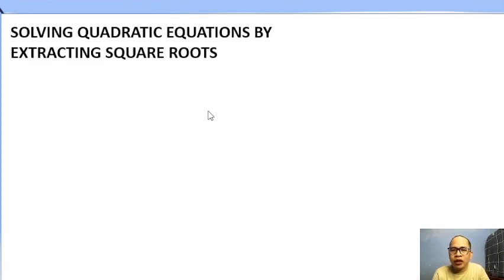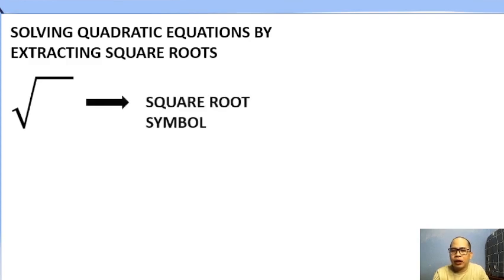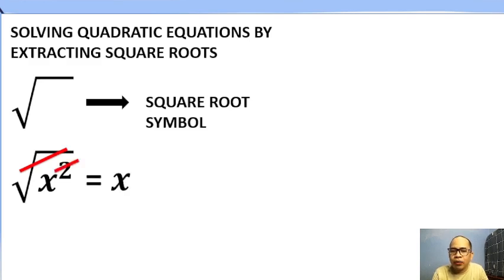From the word square root, we have here the symbol of the square root. Ito po yung symbol ng square root natin. Then, let's say we have x squared. What do you think is the relationship of this squared to the square root? Let's say we extract the square root of this x squared. The square root will be cancelled and also the squared will be cancelled. Therefore, we will have x.